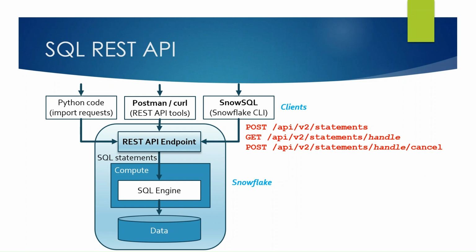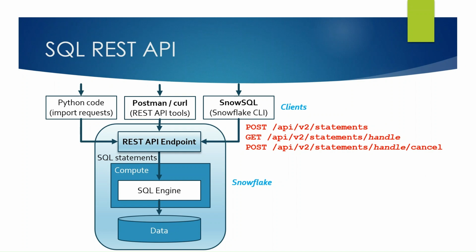At the low level, you can use Postman or curl to issue REST HTTP web requests, POST, GET, and so on. You can use basically SnowSQL, the CLI, or Python. But these are high-level interfaces. Just keep in mind that most of the other tools, like the Snowflake CLI, like any other client drivers, connectors from Python, .NET, Go, and so on, are actually implemented with this SQL REST API.